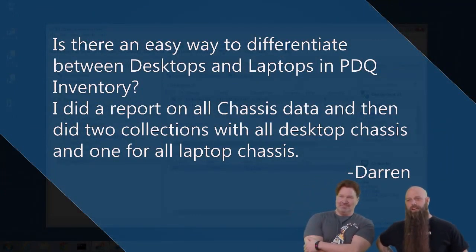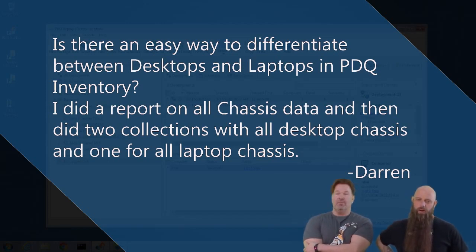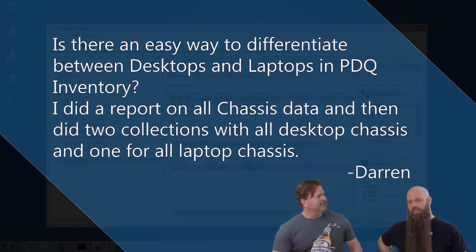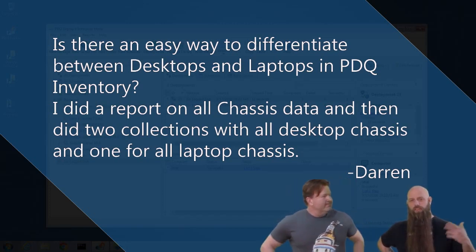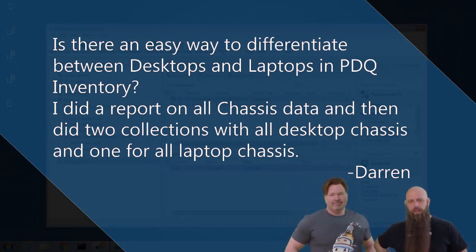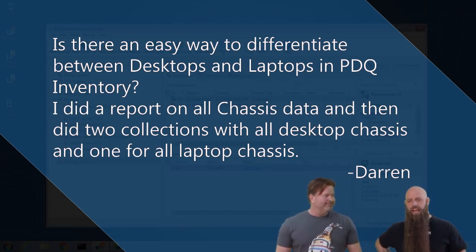Is there an easy way to differentiate between desktops and laptops in PDQ Inventory? I did a report on all chassis data and then did two collections, one with all desktop chassis and one for all laptop chassis. Okay, well played. Unless you use your own naming convention or something, chassis is the way to do it.